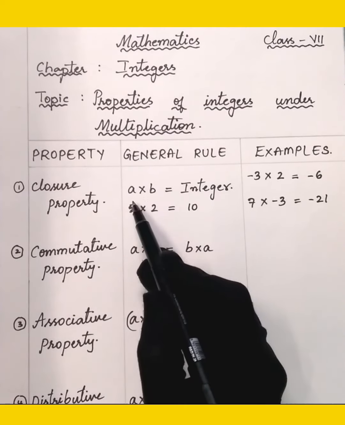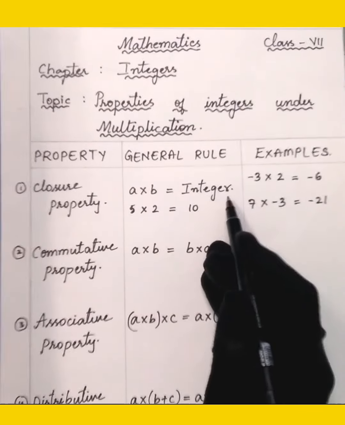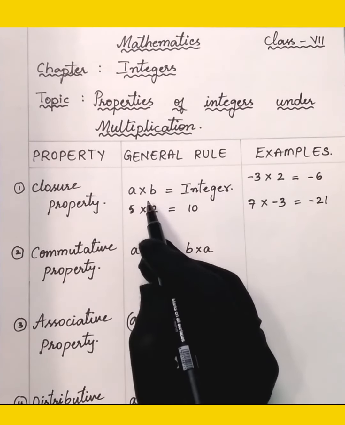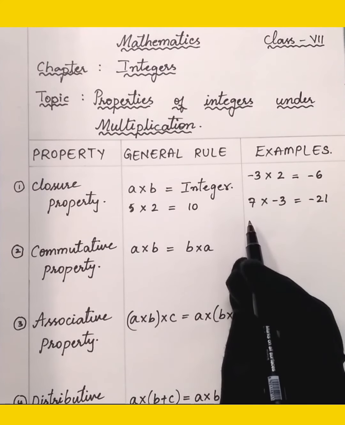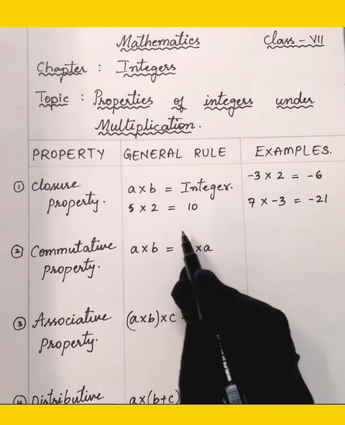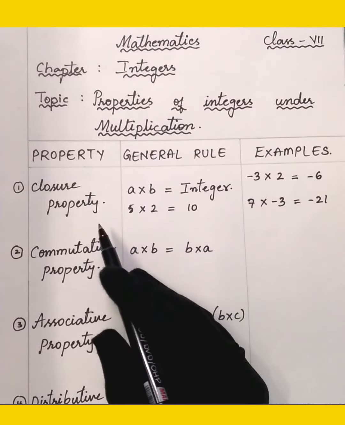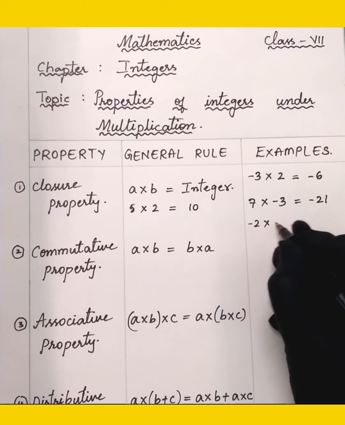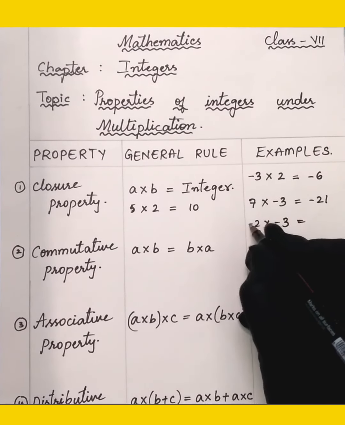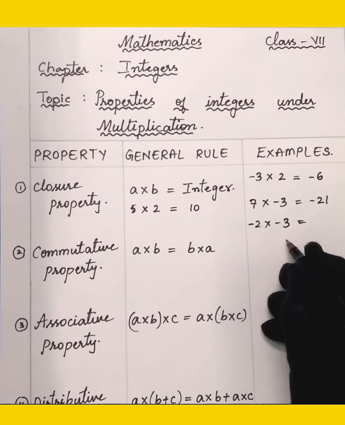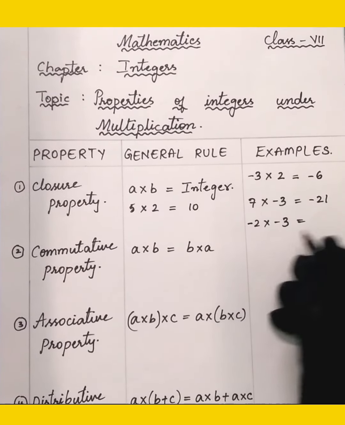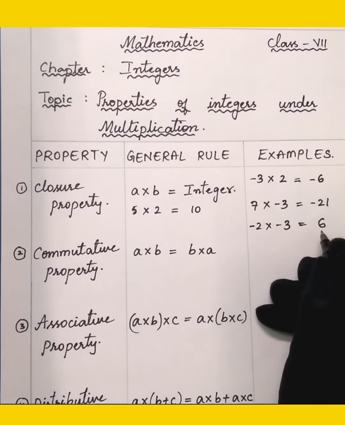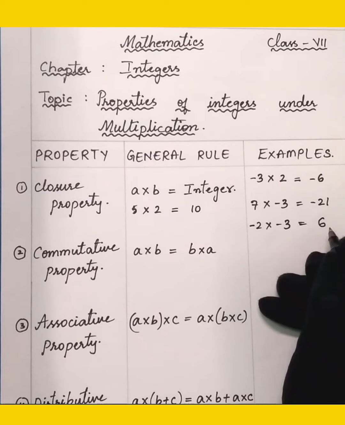What is the closure property? a into b is equal to an integer. Whatever two integers you take, when you multiply them, we get an integer only. That means integers follow the closure property of multiplication. We can take one more example here, like minus 2 into minus 3. Minus 2 is an integer and minus 3 is also an integer. 2 3s are 6. Minus 2 into minus 3 we get as 6. 6 is also an integer.